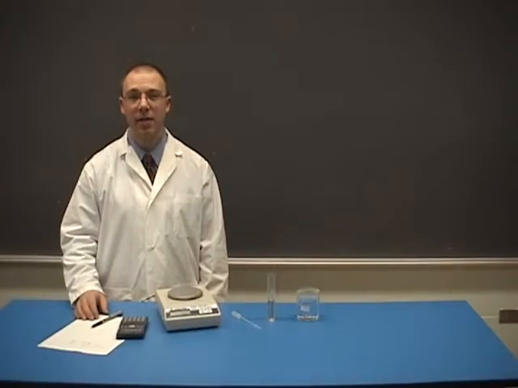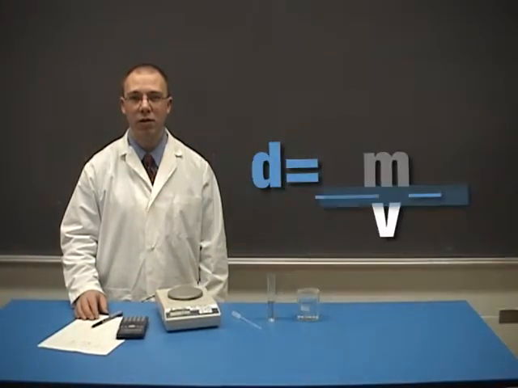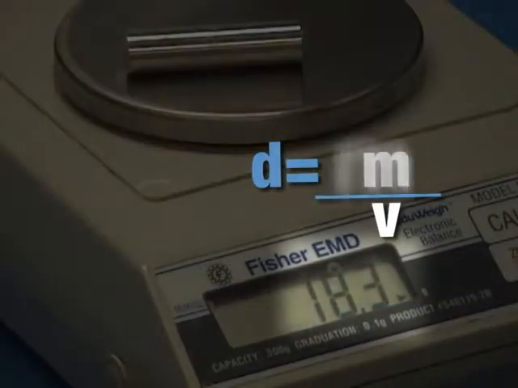Calculate the density by dividing the mass by its volume. Use the mass and volume in this example to determine the density of this unknown substance.